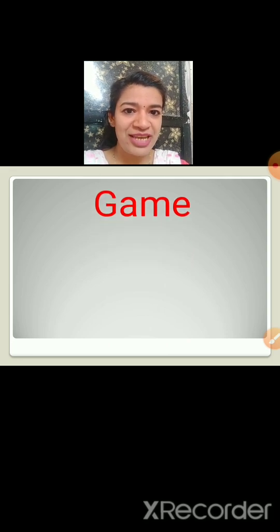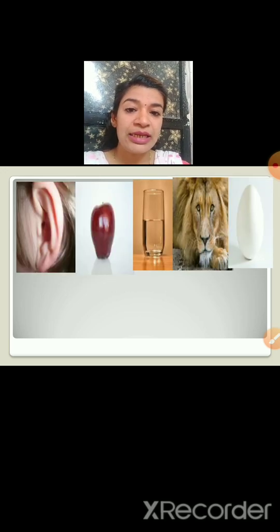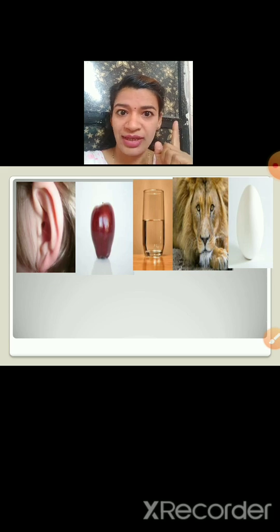Now we are going to play a game. Which game? A word building game. Now children, you have to tell me the first letter of the picture. And after telling me the first letter of the picture, a word is going to form. Okay, let's start.